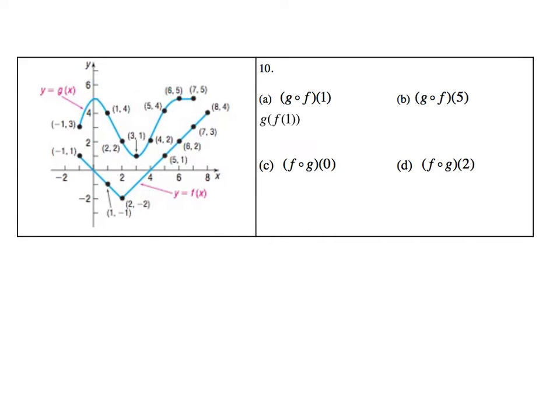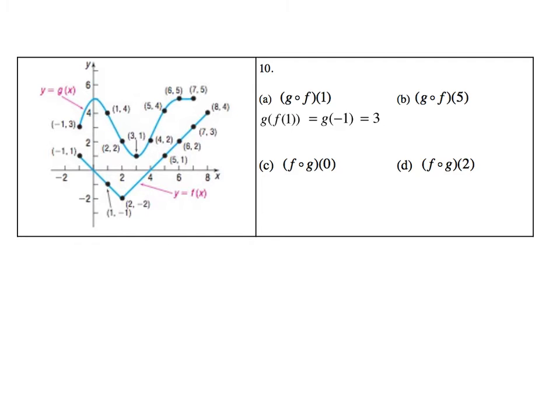So our input is 1. Let's look on the x-axis at 1, and then find the corresponding f value at x equals 1. So the value of the function f at x equals 1 is negative 1. So we want to find g of negative 1. Let's look on the x-axis at negative 1. The value of the function g is 3 there. So the composite function g of f of 1, I've evaluated that to equal 3.